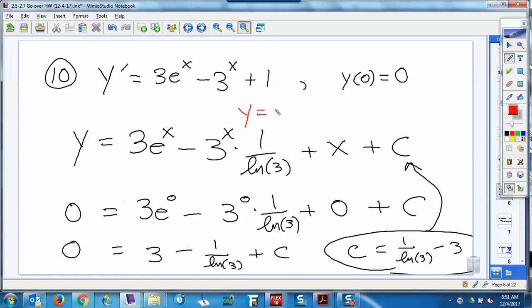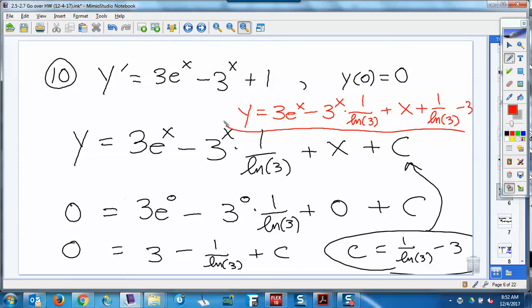Your final answer is 3e to the x minus 3 to the x times 1 over ln 3. If that bothers you and you want to put 3 to the x over ln 3, I'm fine with that. Plus x plus 1 over ln 3 minus 3. That's actually your final answer. Okay? So the only difference is we do our antiderivative, right? Stick on our plus c, but oh, they gave us an initial condition.